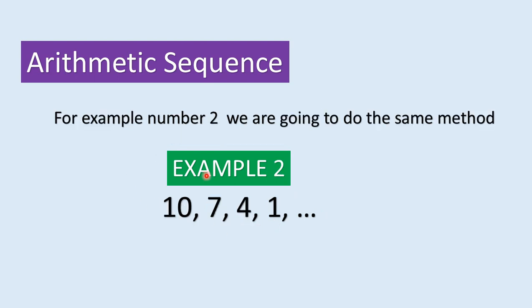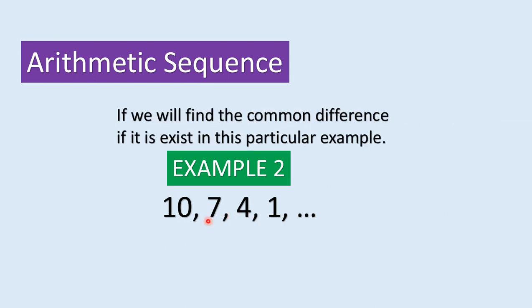For example number 2, we are going to do the same method. We will find the common difference, if it exists, in this particular example: 10, 7, 4, and 1. So 7 minus 10, so I write it like this as a mathematical expression.